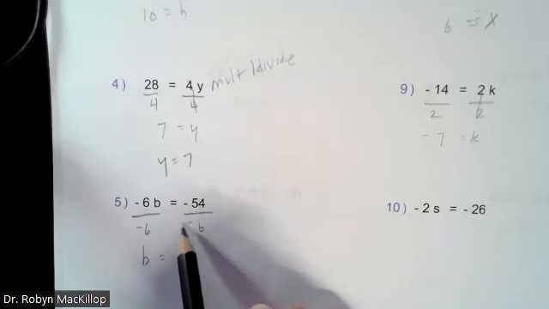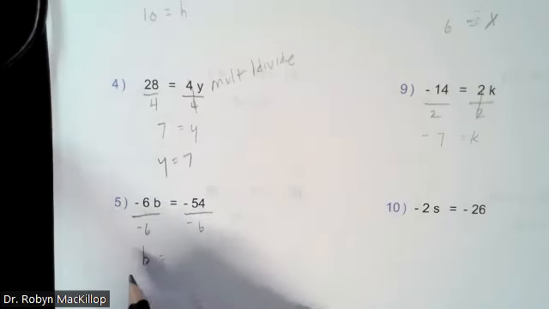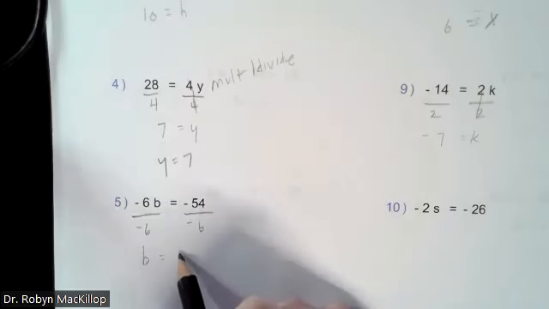And -54 divided by -6, I think it's 9. Is it 9? 9 times 6 is 54, I think. Good Lord. It's been a while.